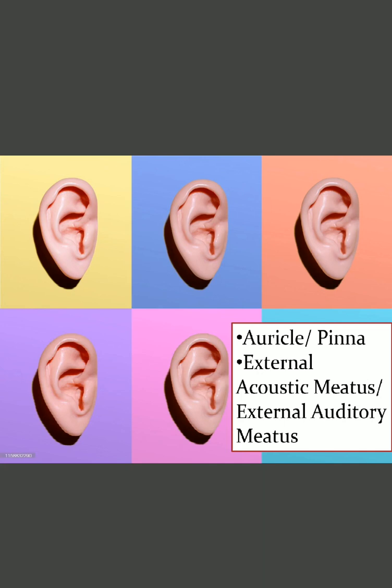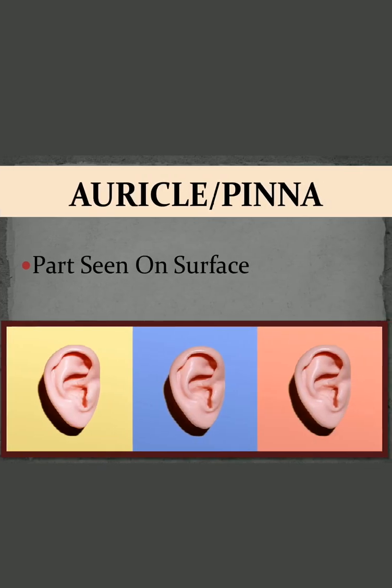So in this lecture today, we will be discussing the auricle, and we would also discuss a few terminologies, certain anatomical terms that are related to the auricle. We would be discussing them, and we would try to identify them. So what is auricle? It is that part which is seen on the surface. So this is the auricle or the pinna, which is visible, which is seen on the surface.